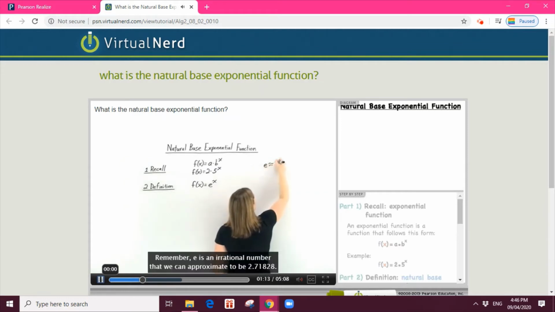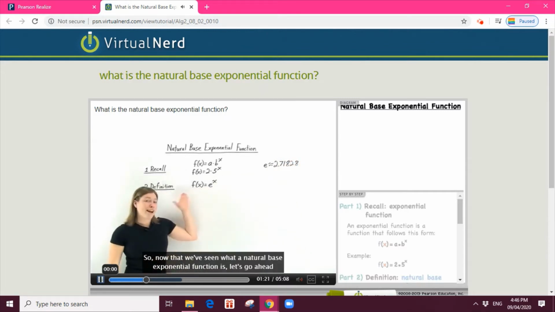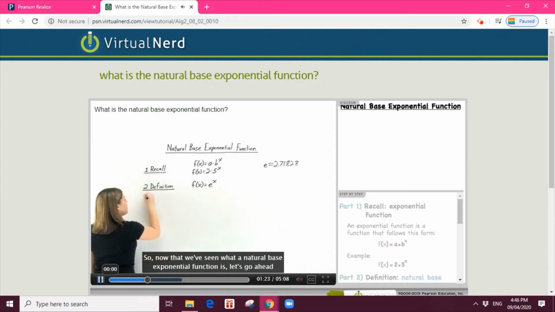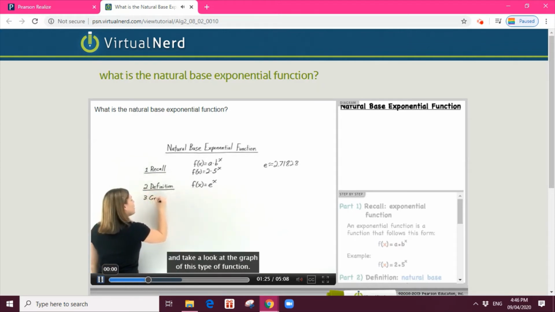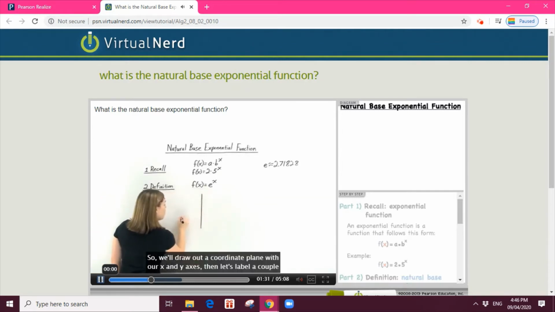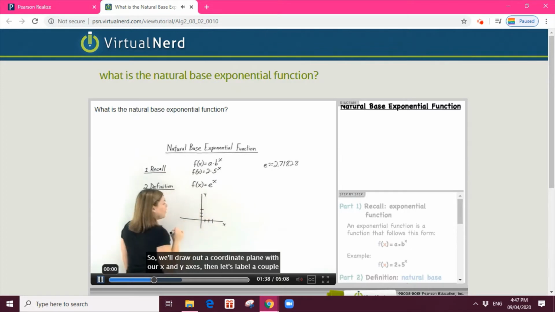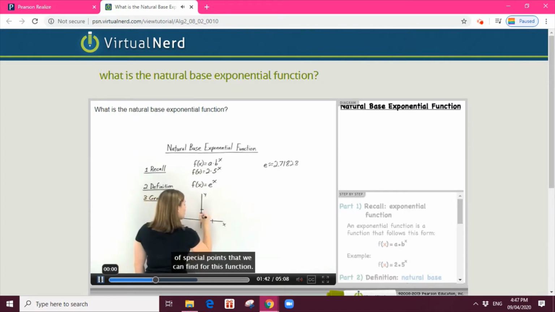Remember, e is an irrational number that we can approximate to be 2.71828. So, now that we've seen what a natural base exponential function is, let's go ahead and take a look at the graph of this type of function. So, we'll draw out a coordinate plane with our x and y axes. Then, let's label a couple of special points that we can find for this function.